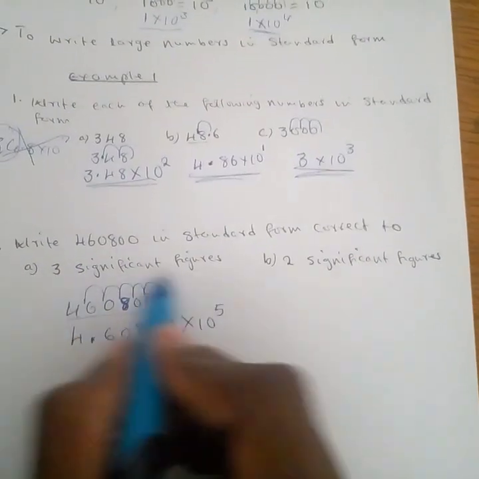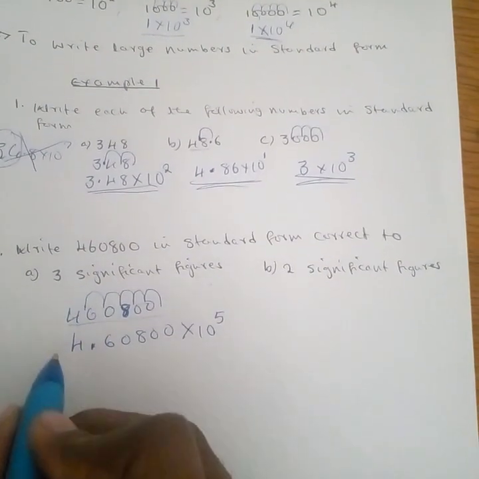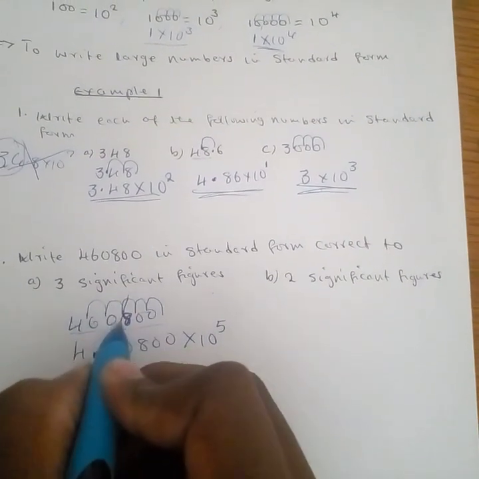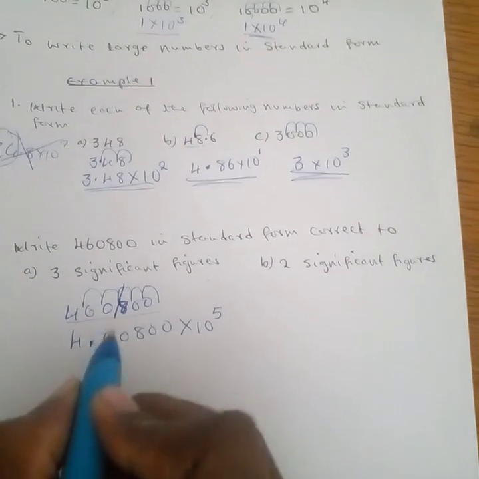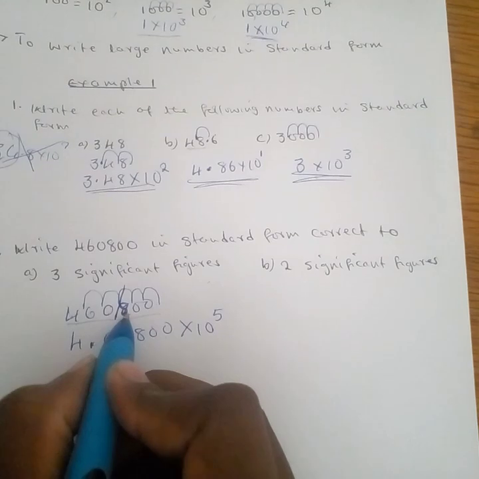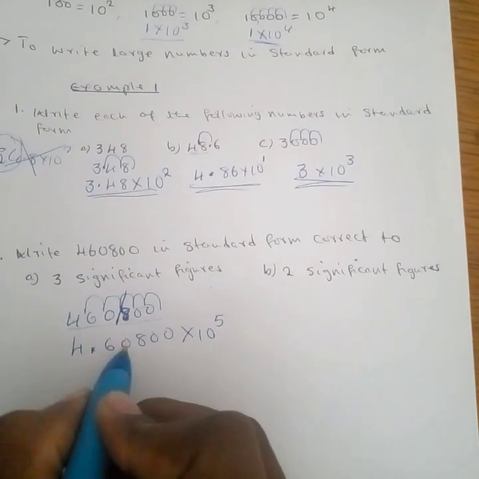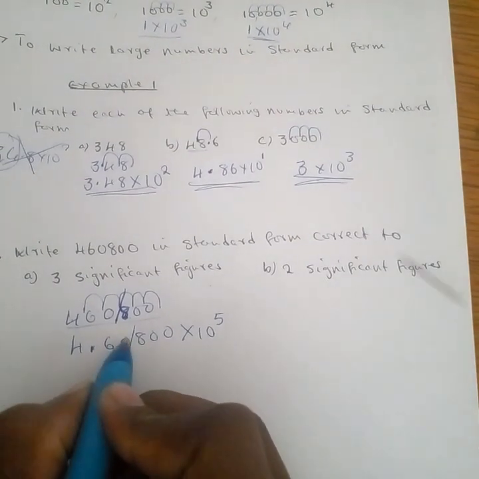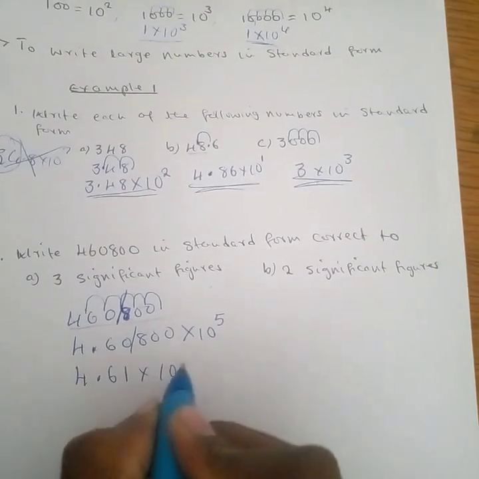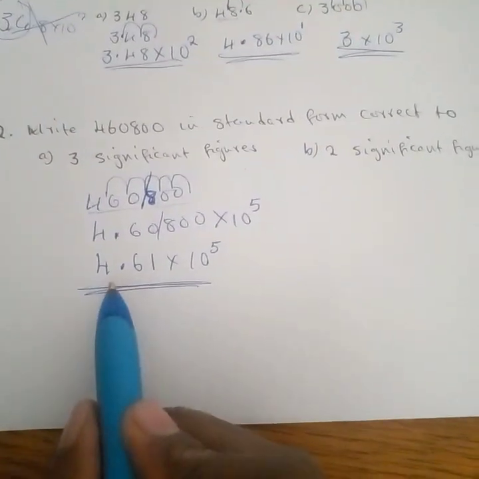But we need to write it in 3 significant figures. So we are going to count. How many significant figures are here? We have 1, 2. Remember, significant figures, we count from left going to right. So we have 1, 2, 3. So here where there's 3, we put a demarcation there. Therefore, we are going to leave this 8. Is it equal to 5 or greater than 5 or less than 5? It is greater than 5. So we are going to borrow 1 and put there. So instead of it being 0 here, we are going to replace it with 1. So it will be 4.61 times 10 to the power 5. So this now, my dear friends, is in standard form correct to 3 significant figures.